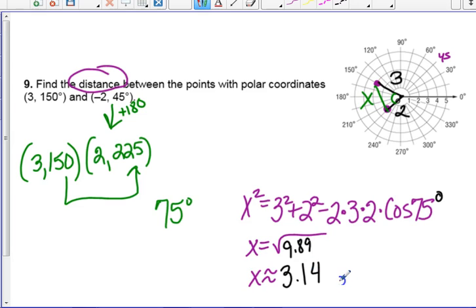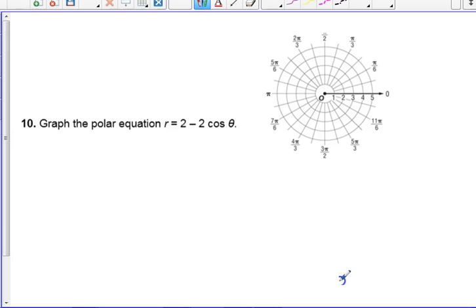All right. Number 10 is just graph. You guys can do that, right? Is it a lima bean or something?